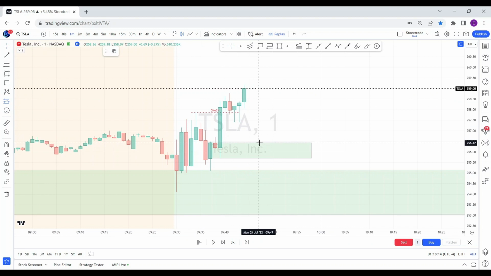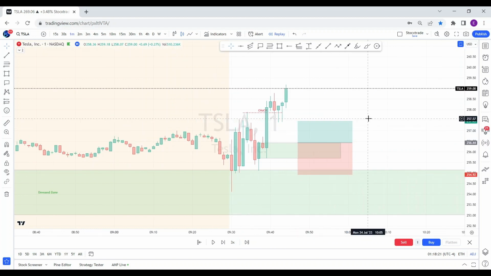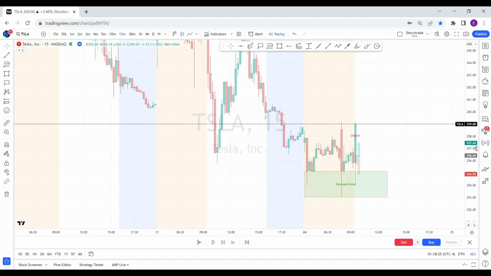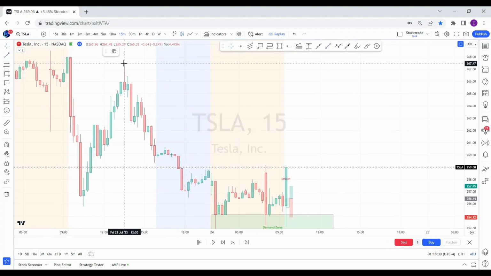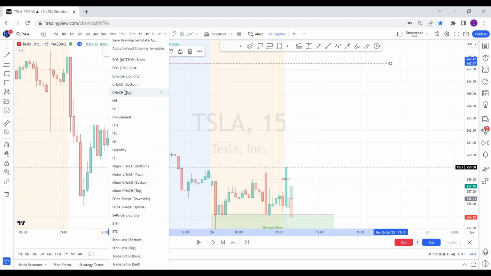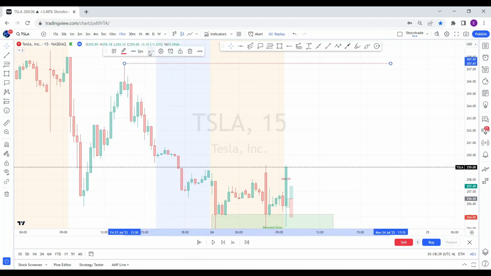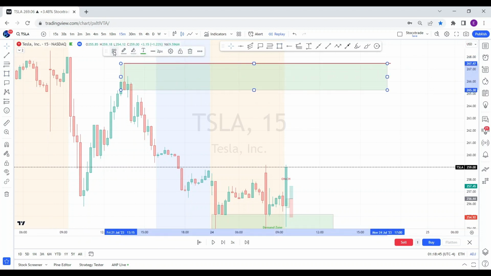My entry will be here, and my stop loss will be below this low, or for the safe side you can mark this. But what will be your target? Your target will be the major swing supply zone, or this is basically your major swing. So this can be your target, or the supply zone, right, and your supply zone is here. So you can exit here.